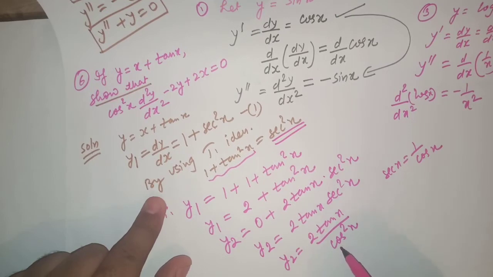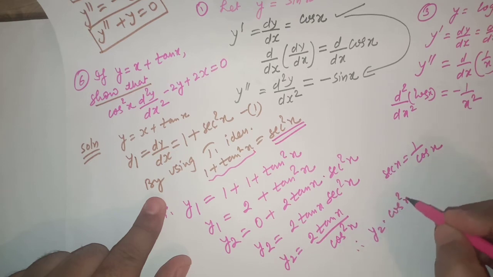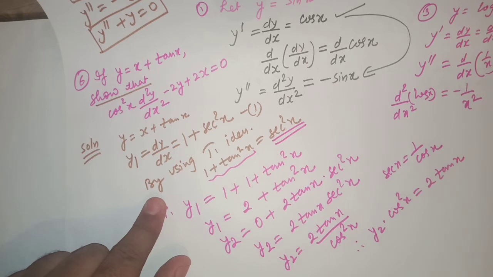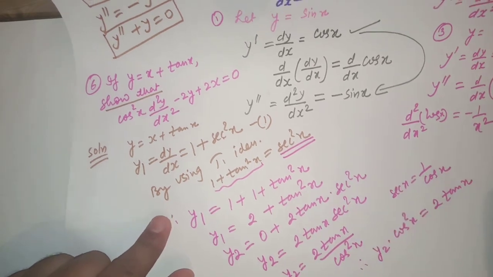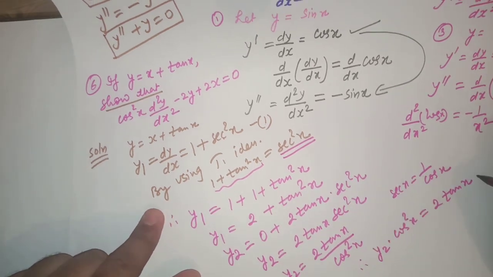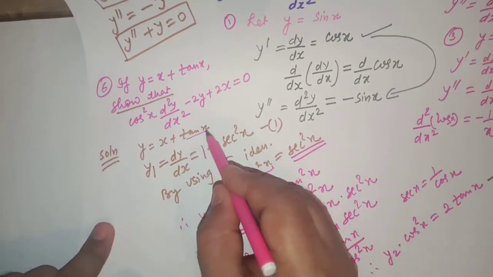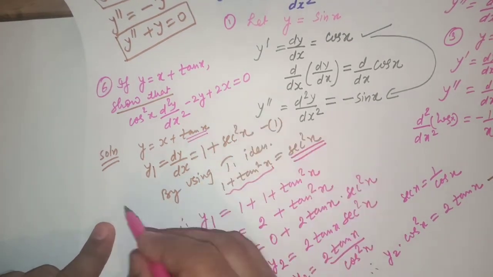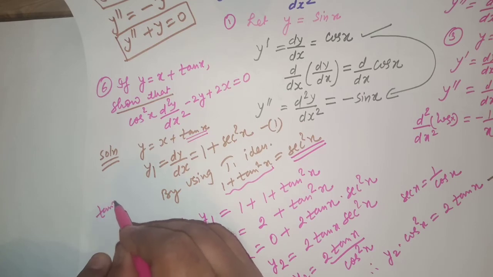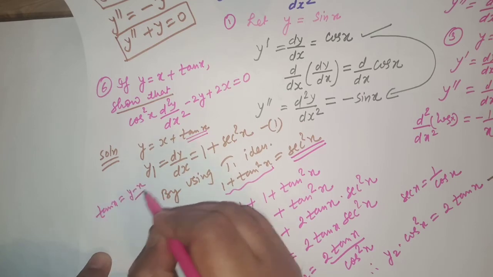Now we multiply this cos square x to this side. So we get y2 multiplied by cos square x equal to 2 tan x. Clear? So this is, say, equation number 2. Now from the original equation, we get tan x equal to y minus x.